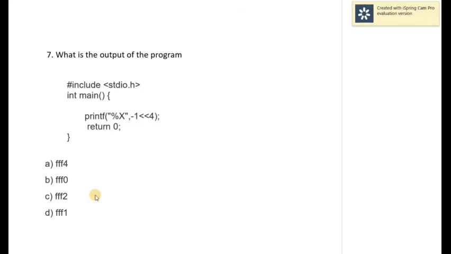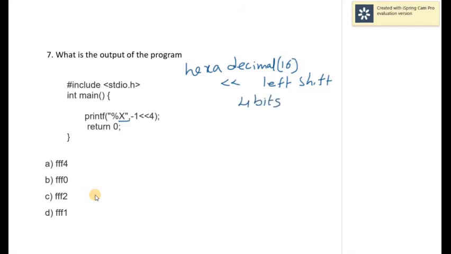In this example, printf with %x, that means this x represents hexadecimal notation. Hexadecimal means it is base 16. And -1 << 4, where << is the left shift operator, and how many times we need to shift, that is 4 times, that means 4 bits we need to shift to the left.